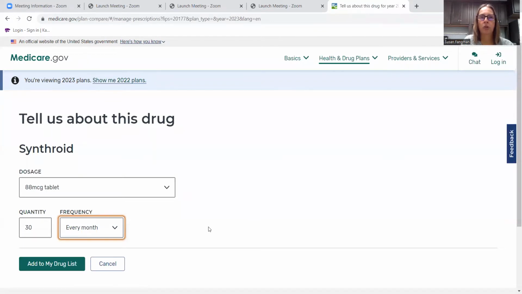Do know, though, if you are on certain skin creams or an inhaler that you don't feel very often, you can put like 1 here for an inhaler and then go over here and click every 12 months.